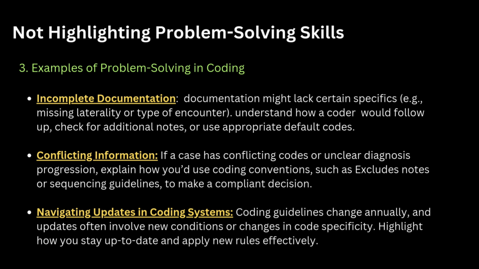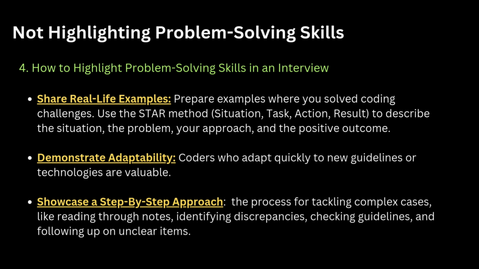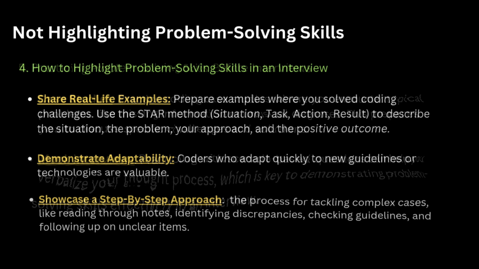Conflicting information: if a case has conflicting codes or an unclear diagnosis, explain what you will do in that case. And then demonstrate adaptability, like if new guidelines are coming, you should be in a position to learn them very quickly. And showcase a step by step process, like tackling complex cases, reading thorough notes, identifying discrepancies, checking guidelines. In almost all cases, if you are very good with your ICD and CPT guidelines, then there is nothing to worry about.